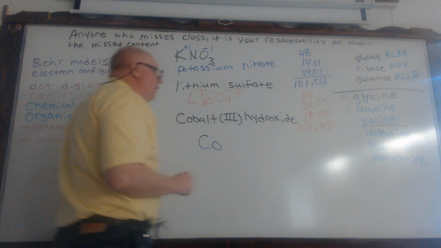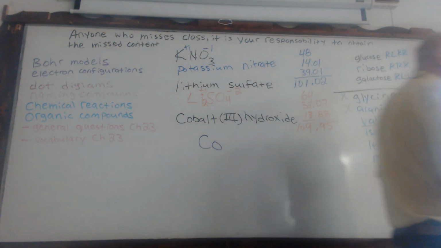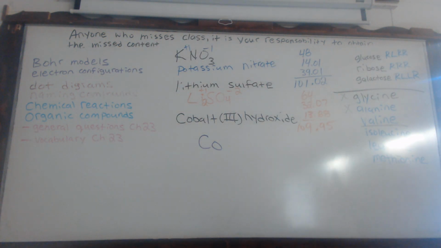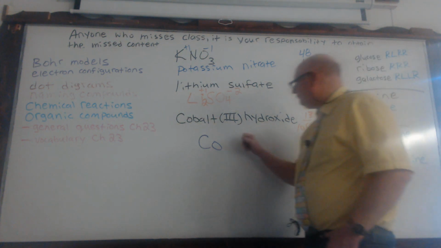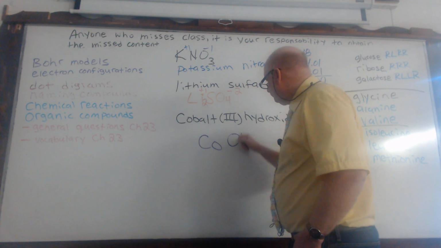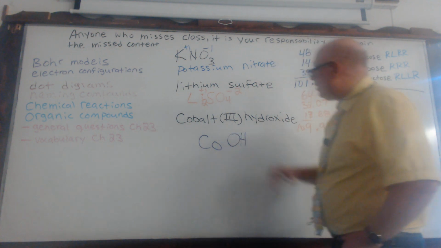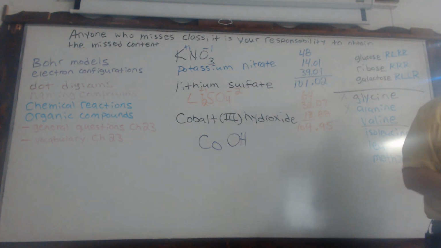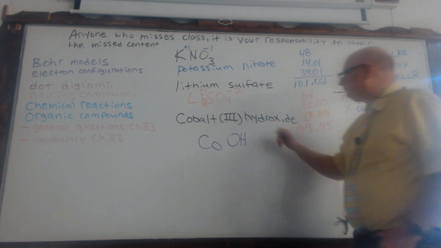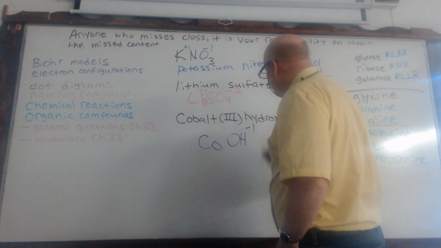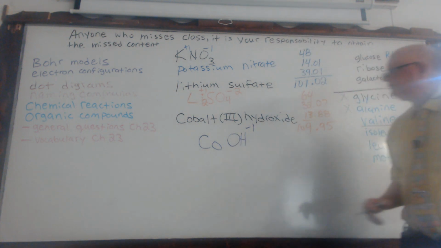What is the formula for hydroxide? Notice we said formula. We didn't say symbol, because it's a polyatomic ion. So we have OH here. Okay, so what's the charge of this hydroxide? Negative something. -1. Okay, what is the charge of cobalt?